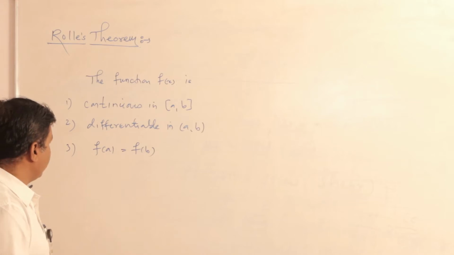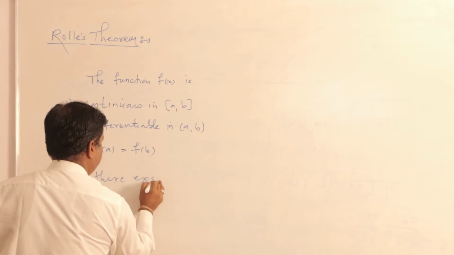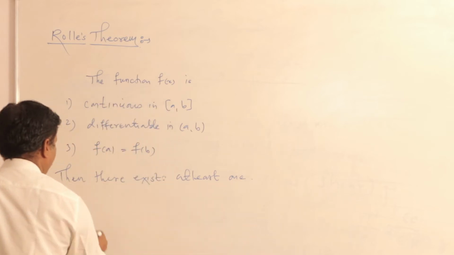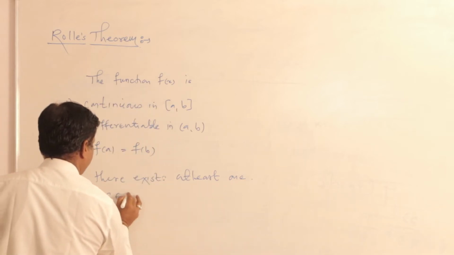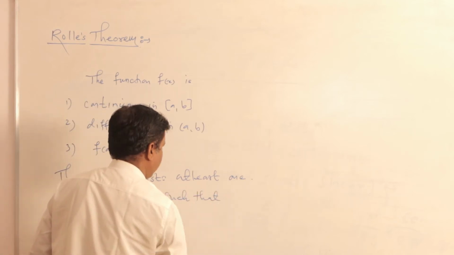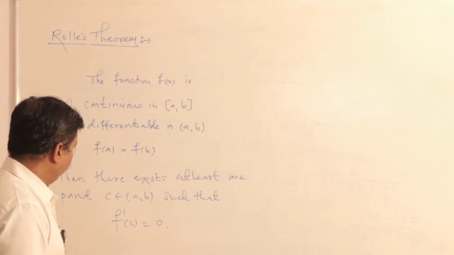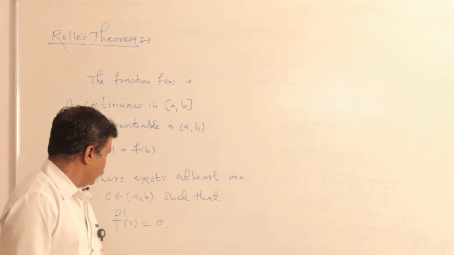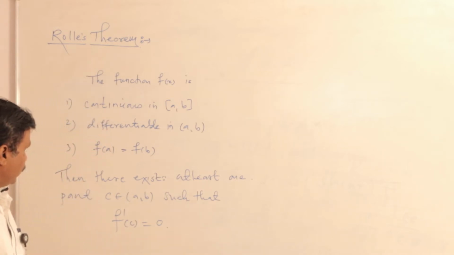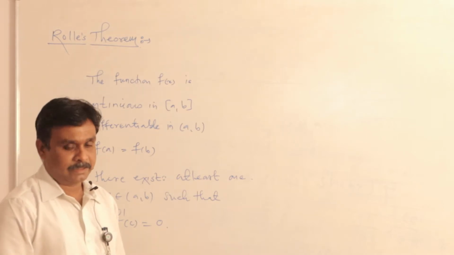Then, in this case, Rolle's theorem says that there exists at least one point c belonging to the open interval (a, b) such that f'(c) is equal to 0. Means there will be a point c where the slope of the tangent is 0, or the tangent is parallel to the x-axis.